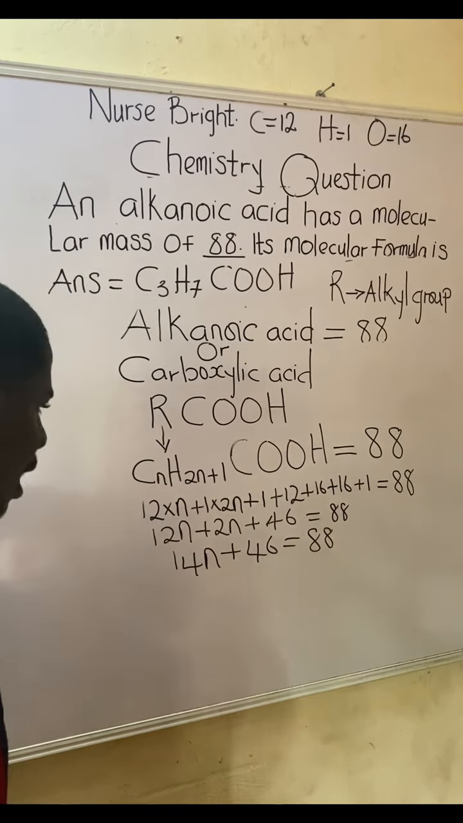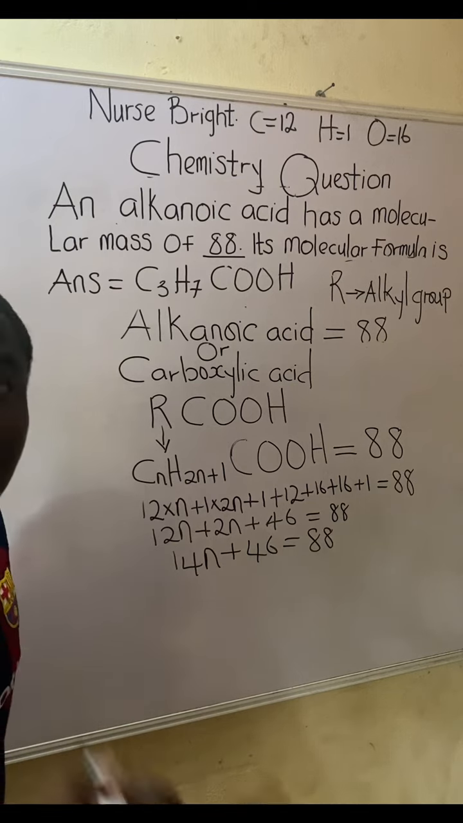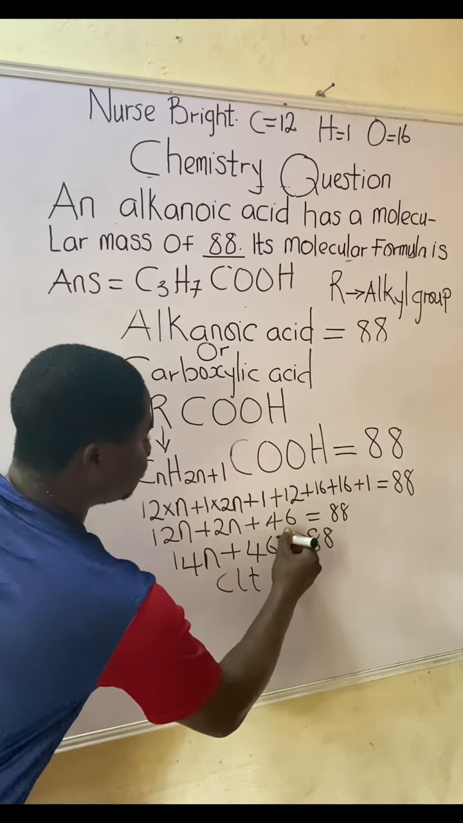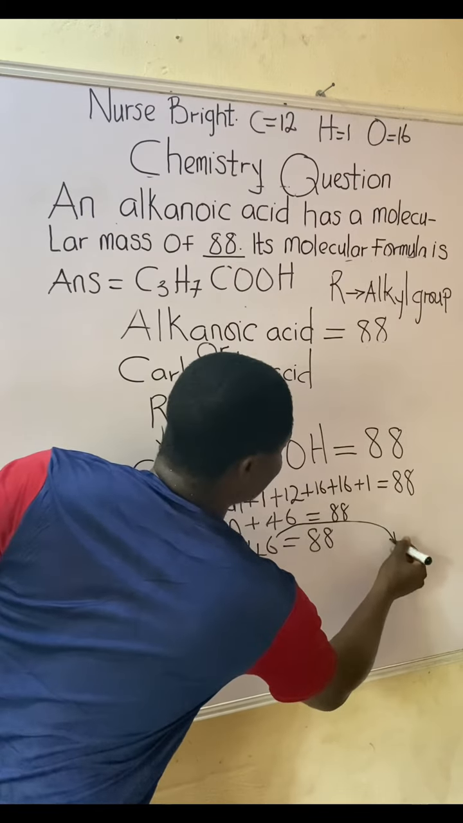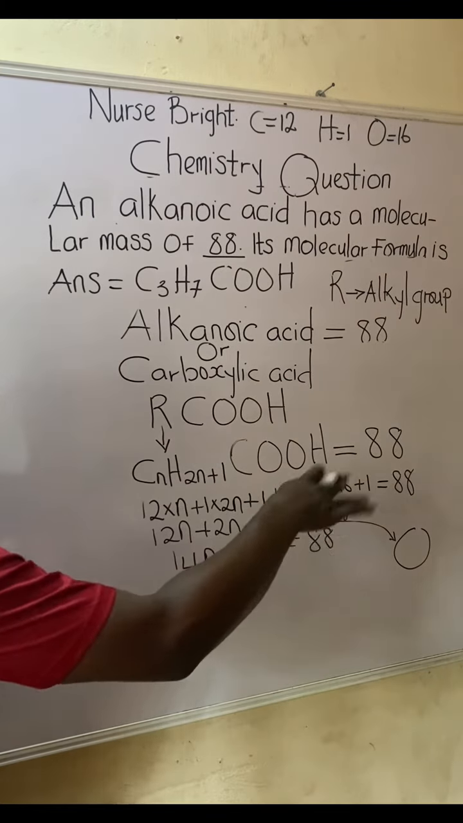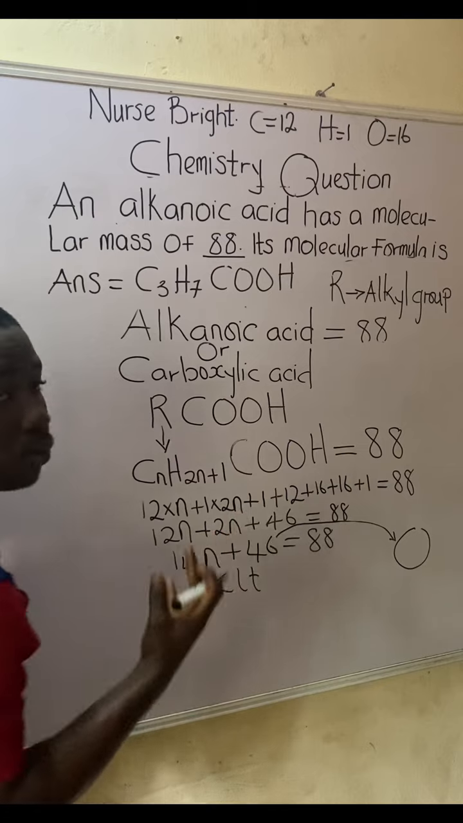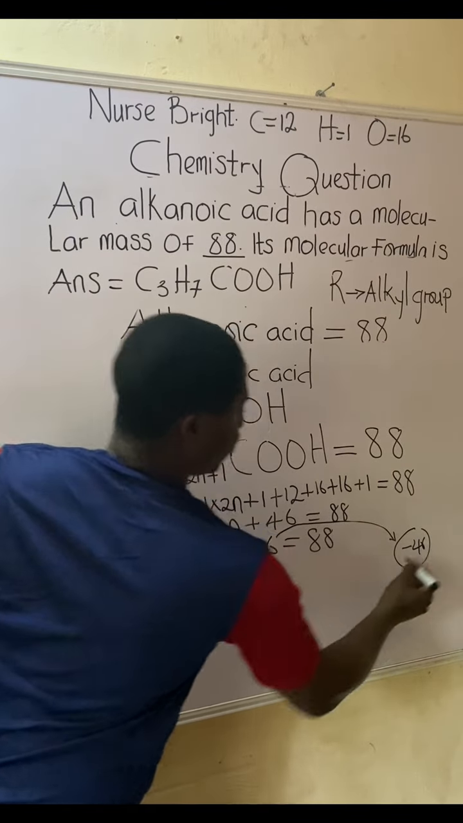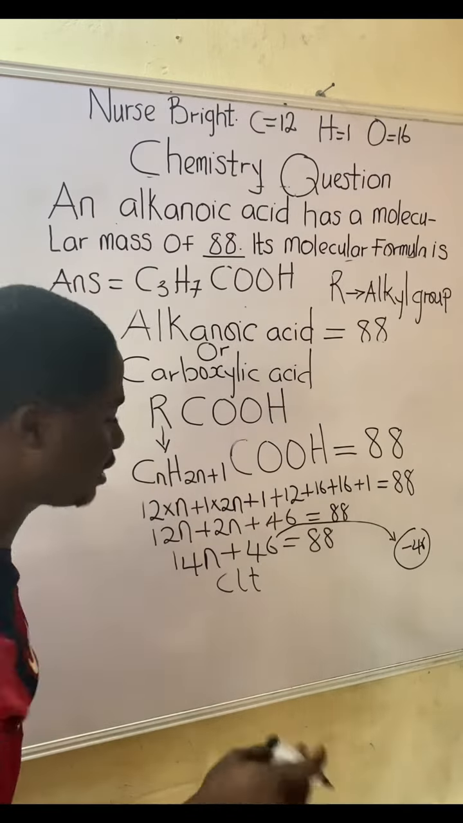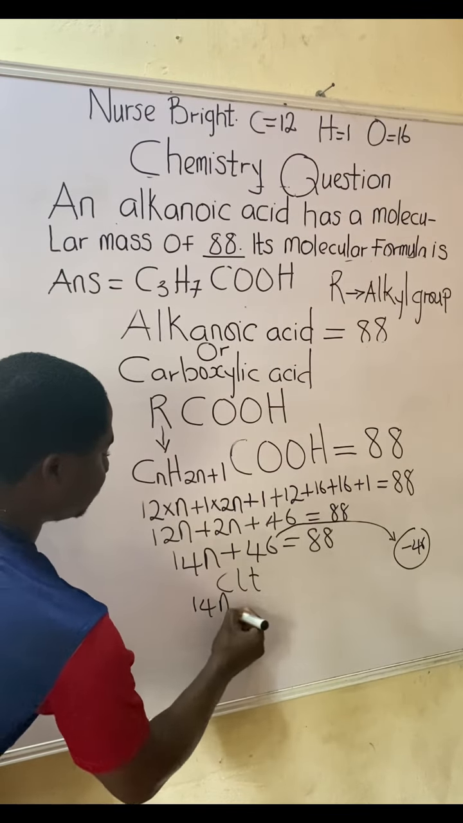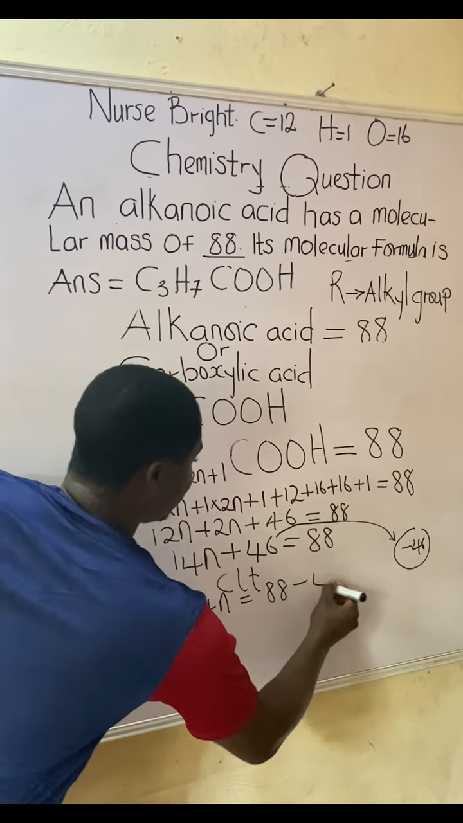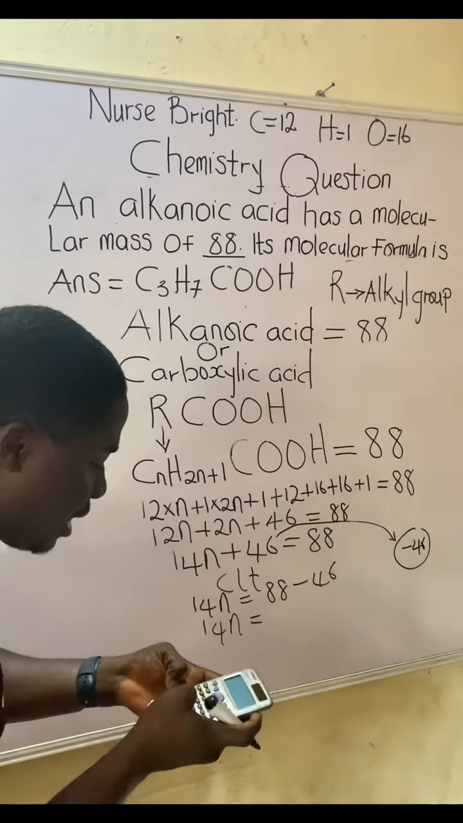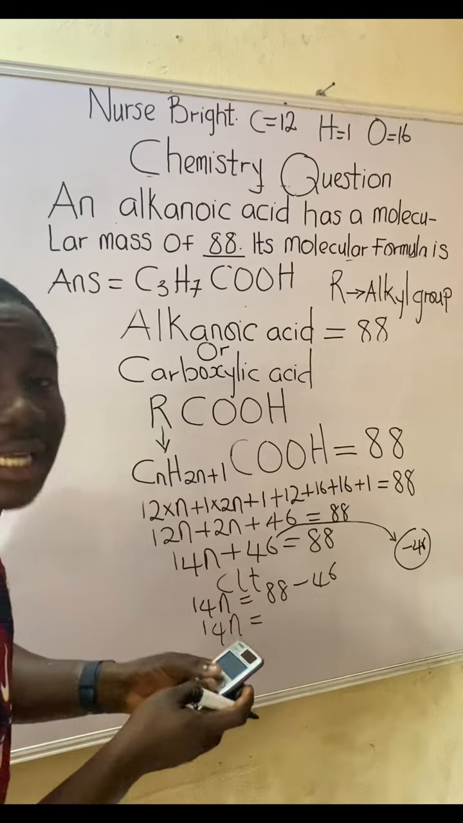We CLT, collect like terms. The 46 that was here will come over to the other side, because 46 and 88, they look alike, and it was plus 46, but when it crosses the equality sign, it becomes minus 46. So it's going to be 14n is equal to 88 minus 46. So 14n is equal to 88 minus 46, that's 42.